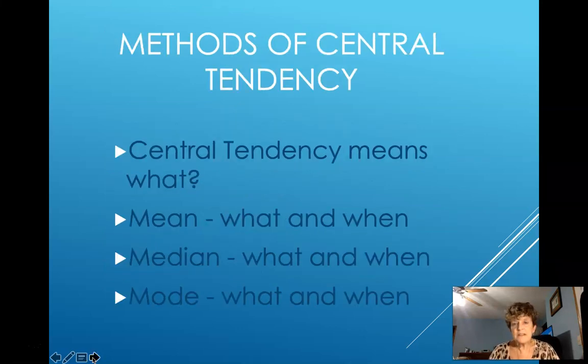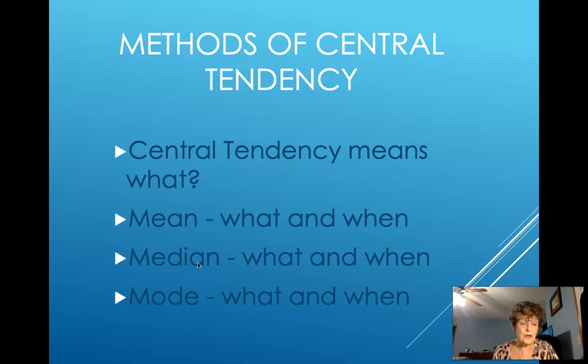So when we talk about central tendency, we talk about the mean, the median, and the mode. So the mean is what? It's the arithmetic average. You take all the numbers, add them together, and get an average. The median is the number that's in the middle.